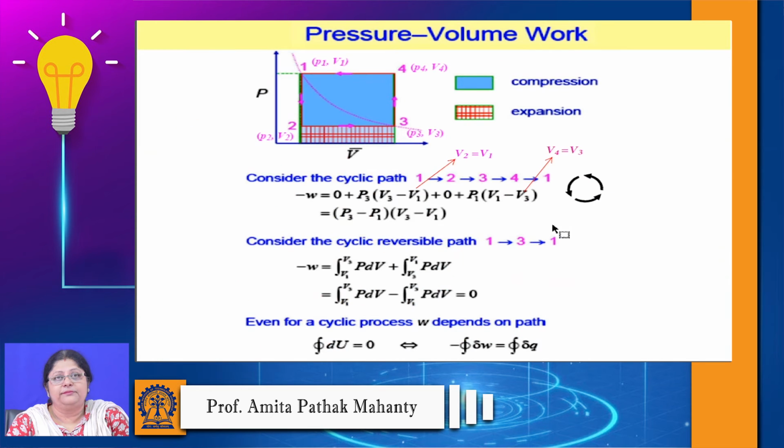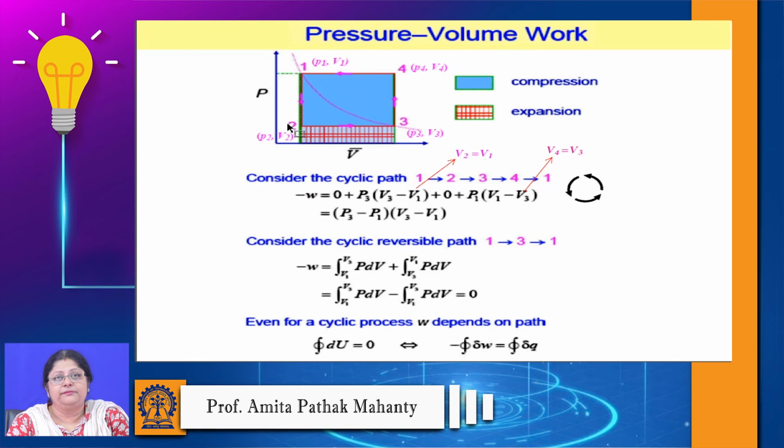Now, if you have a cyclic process, we have seen that work and heat are supposed to be path functions, so they are dependent on the path through which it is performed. Suppose you have a cycle from 1 to 2 to 3 to 4 and again back to 1. In the cyclic path, what is going to be the work done?